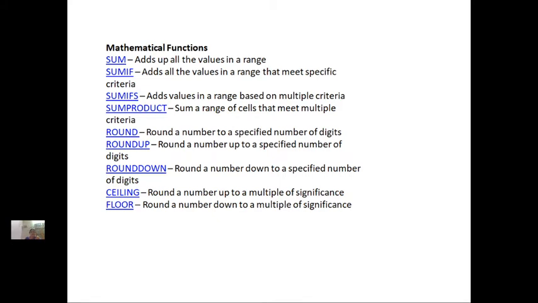Next, roundup rounds a number up to a specified number of digits. Okay, rounding means removing the decimal points in a number. Rounddown rounds a number down to a specified number of digits. The next mathematical function is ceiling: round a number up to a multiple of significance. Next is floor: round a number down to a multiple of significance. Up to a multiple of significance, down to a multiple of significance.